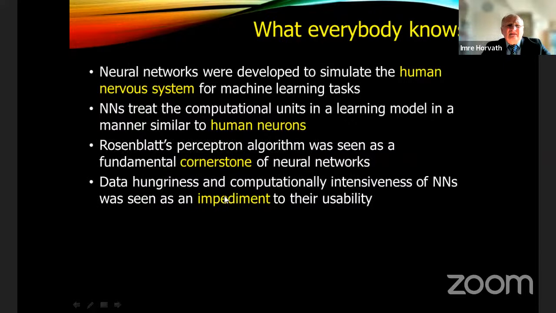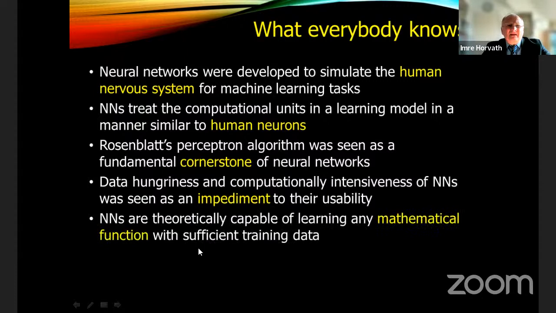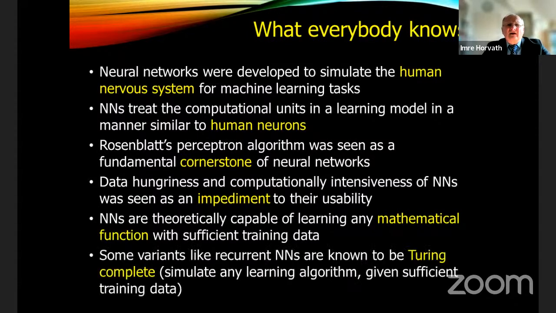Nowadays, the data hungriness and computational intensiveness of neural networks is a partially solved problem, but earlier it very much influenced their applicability. Neural networks are theoretically capable of learning any mathematical function with sufficient training. So the transfer function of a neural network can be rather arbitrary.